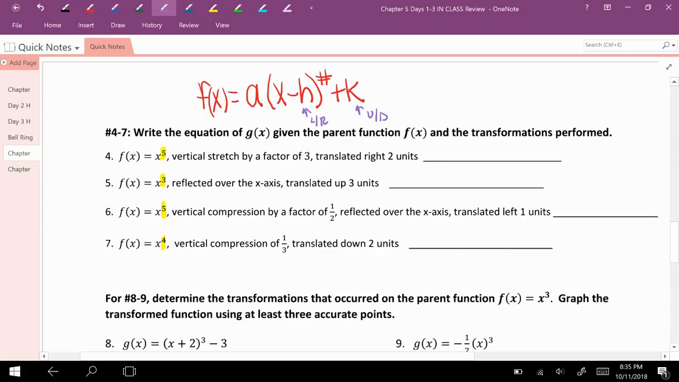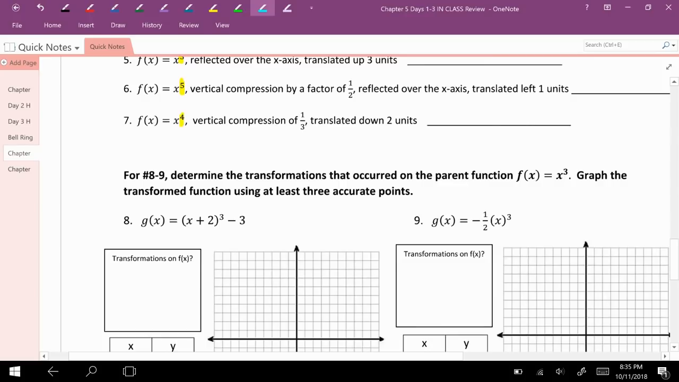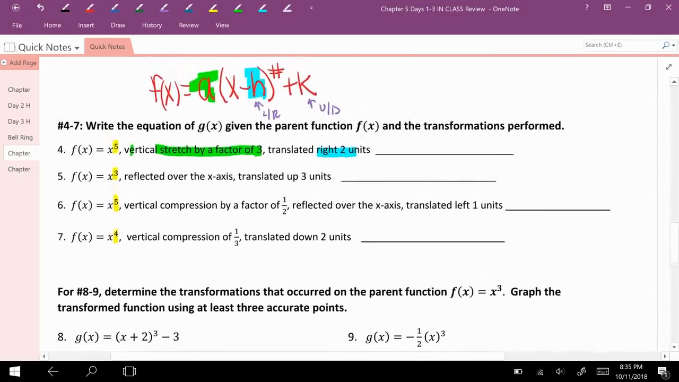Okay, so we are stretching by a factor of 3. That's that A value out in front. And then it says I'm going to go right 2. That's the H value. So that means I don't even have a K in this formula. And you can use the ones down here as examples to look off of. Okay, that's what it should kind of look like.